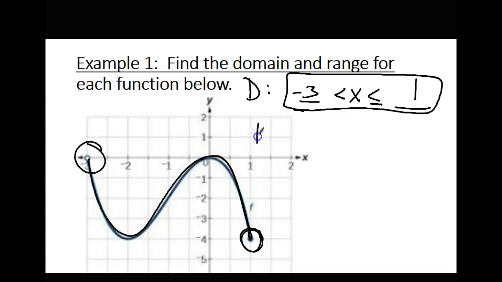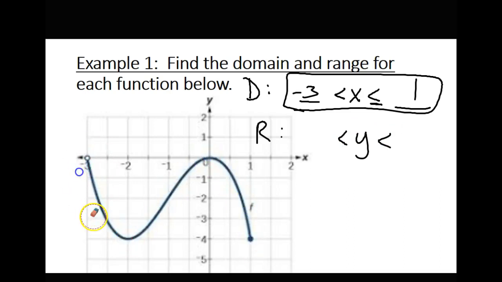Now let's take a look at my range. Now when you're doing your range, it's y, right? We're talking about the y values. And instead of going from furthest point to the left and furthest point to the right, we're going furthest point down and furthest point up. So what would you guys say is the lowest point on this graph?